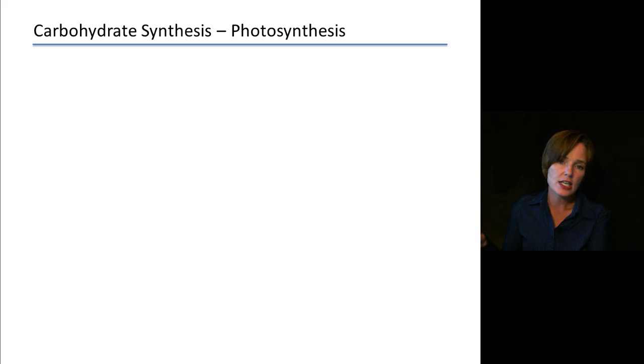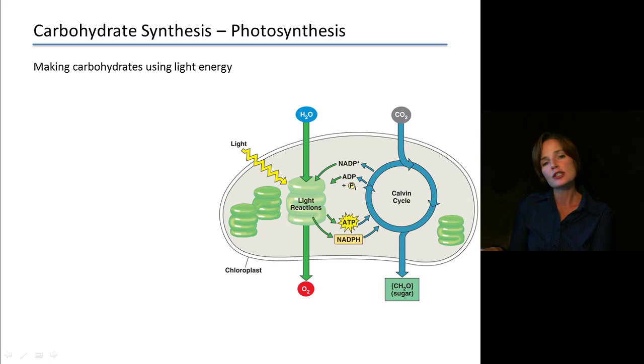The process of making carbohydrates is called photosynthesis, and this is something that we will have specialized cells or special organisms that are able to perform. This process is going to actually make carbohydrates utilizing the energy in the sun, so utilizing light energy. It has a special organelle where it does occur. This is called the chloroplast.